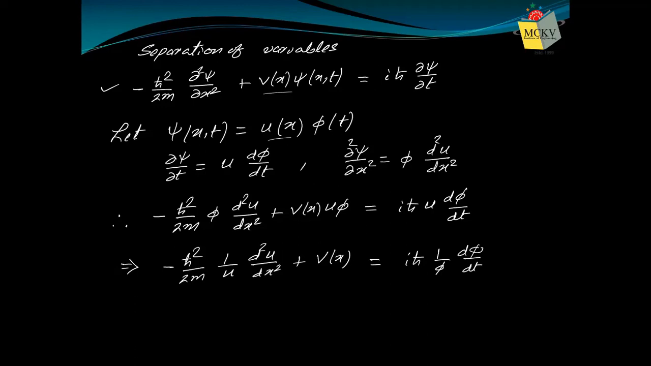Now what can we do? We can write each equal to some constant. Since the left-hand side is space-dependent and the right-hand side is time-dependent, this can be written as a constant. What constant? For that, again we write our wave function. I can directly write it, but I think I should show you why that constant comes and how it is coming. So that was our wave function.